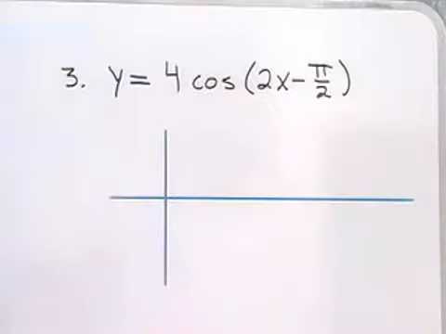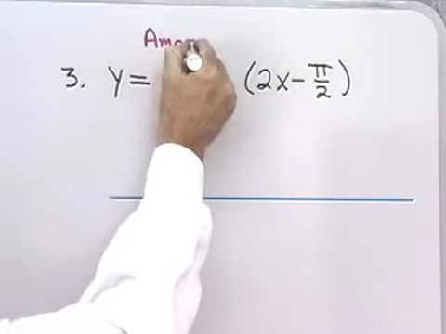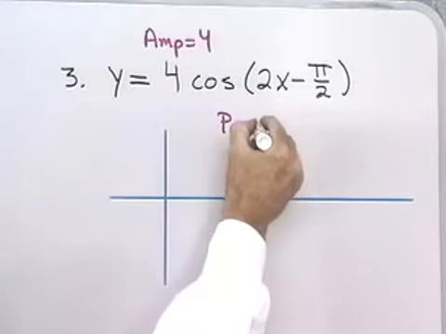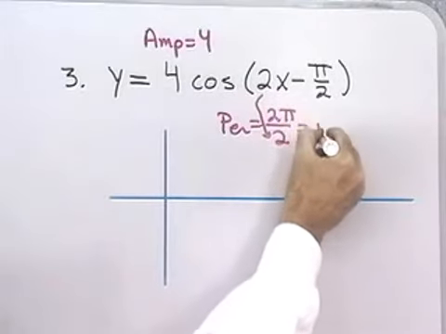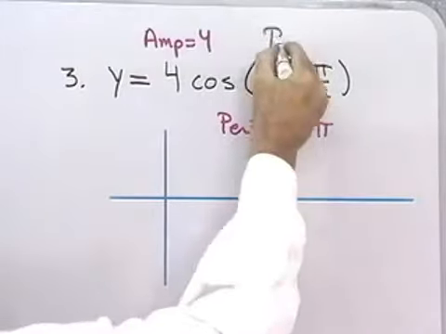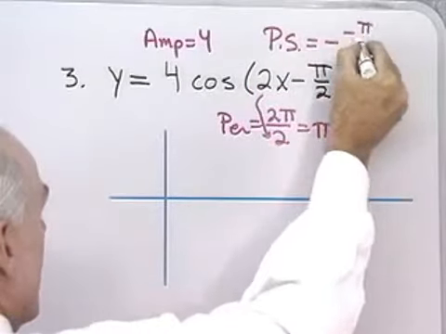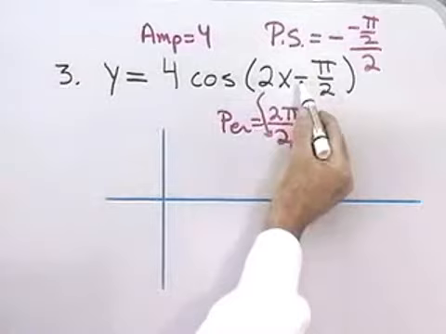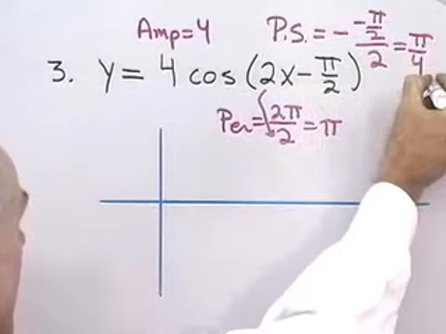Let's try one more. y equals 4 cosine of 2x minus pi over 2. I have an amplitude of 4. I have a period of 2 pi divided by 2, that coefficient there, which is pi. And then I have a phase shift of negative c over b, so negative negative pi over 2 over 2. That comes out to be positive pi over 4.